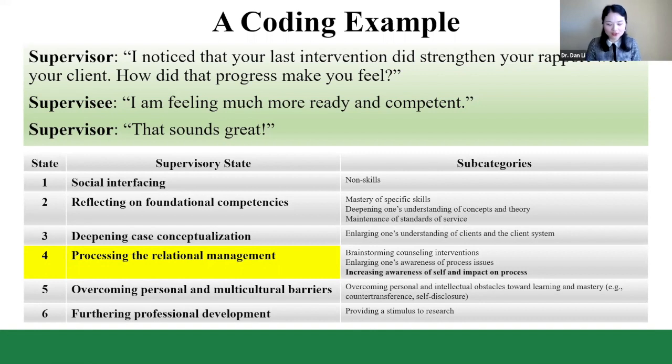If you are going to develop a code book, make sure the subcategories or examples that you put into the category are as specific as possible. Particularly if you are working with a team of coders, make sure the code book is very operationalized, as specific as possible.